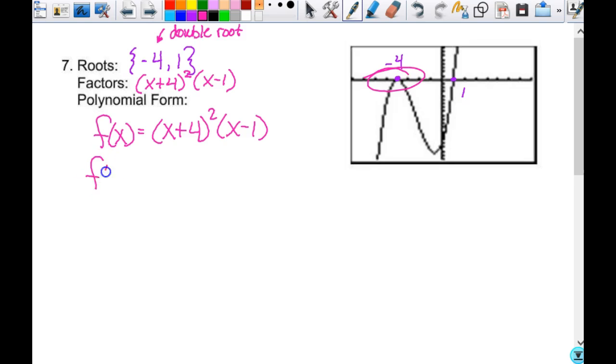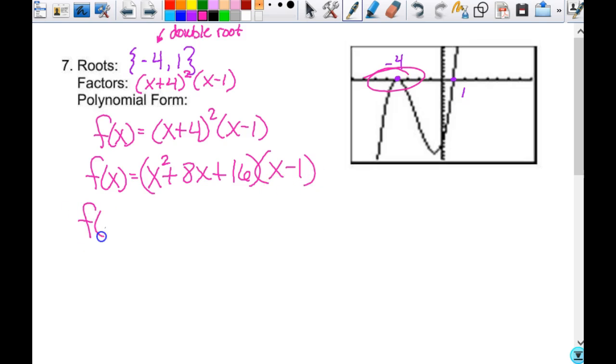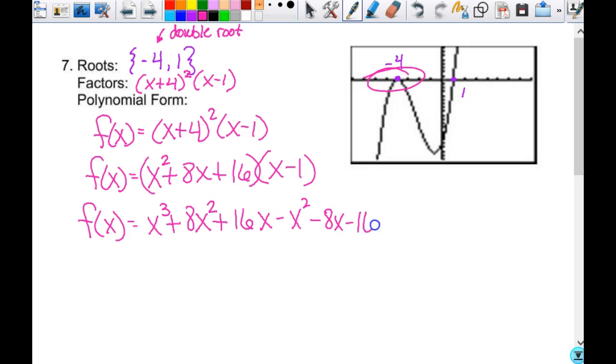Okay, so f of x equals x plus 4 squared is x squared plus what? 8x plus 16. Yay! Okay, and then, not something I should even be celebrating in pre-cal, times x minus 1. So then I'm going to distribute that x, so I get x cubed plus 8x squared plus 16x. Yes? Then I'm going to distribute the negative 1, so I get negative x squared minus 8x minus 16.